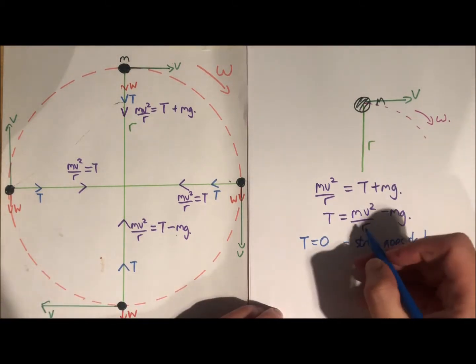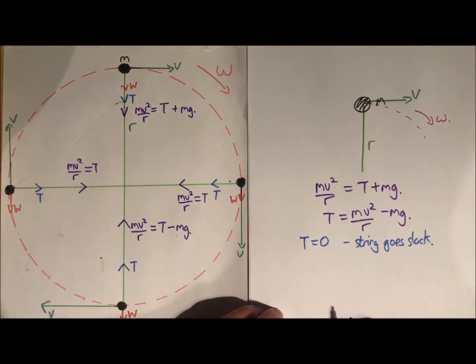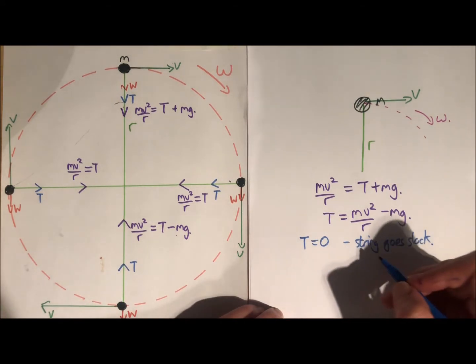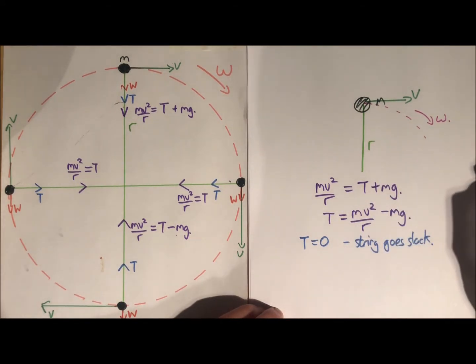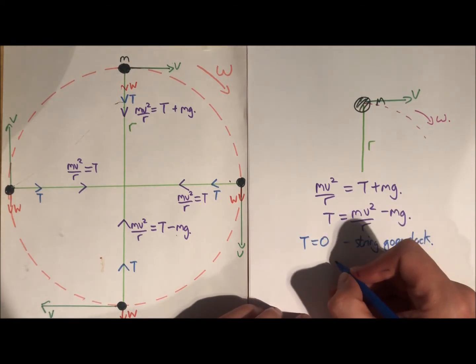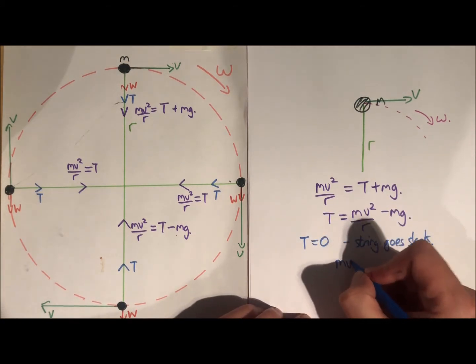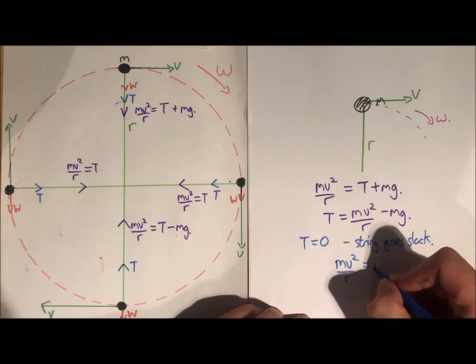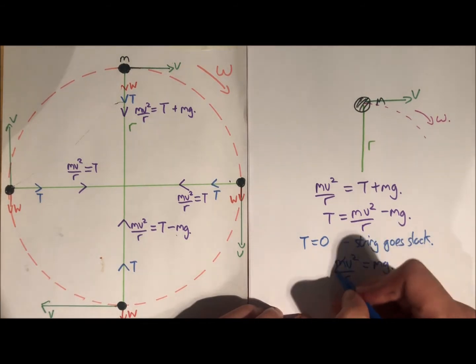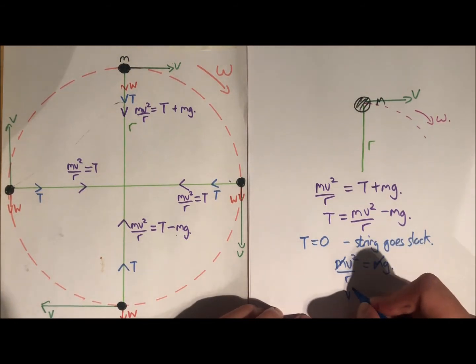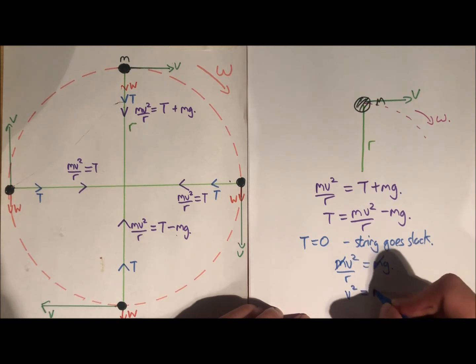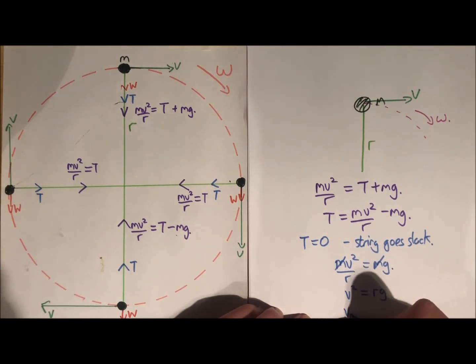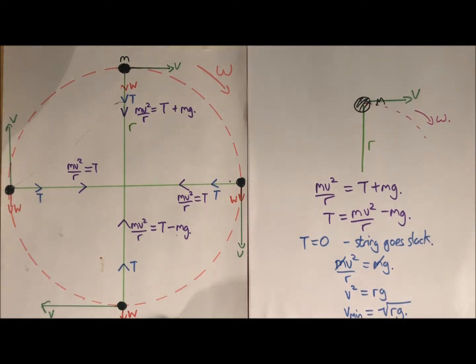Right, so that happens when mv squared over r equals mg. The centripetal force is equal to the weight, and there's therefore no tension. So if we drop in that scenario, mv squared over r equals mg at that point, the masses cancel, so we're left with v squared equals rg. Our minimum speed to maintain circular motion is actually given by the square root of rg.